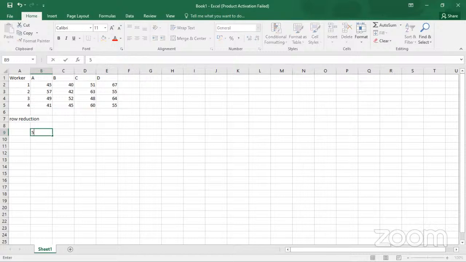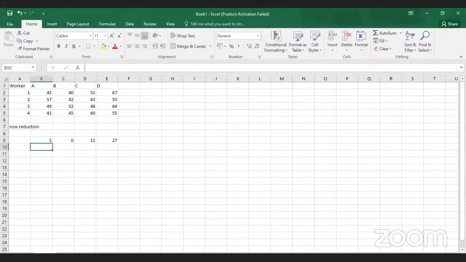How much do I get? 5, 0, 11, 27. Very good. I want at least one 0 in the second row. How much should I deduct? 42. So what do I get? 15, 0, 0, 21, 13. I want at least one 0 in the third row.